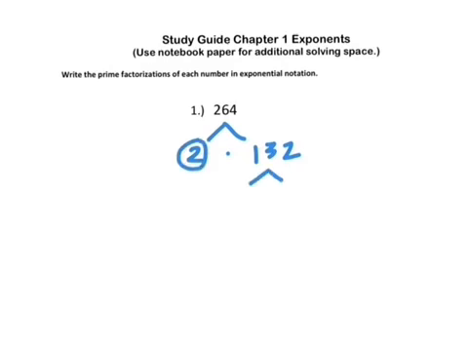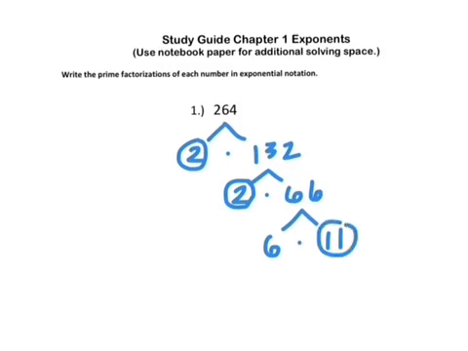Now I have to break down 132. I'm going to divide it by 2 again. That gives us 66. Again, the 2 is prime, so I circle it. Now I'm going to break down 66. I could divide it by 2, or I could do 6 times 11. 11 is prime, so I circle it. And to get 6, it's 2 times 3. These are also prime numbers.